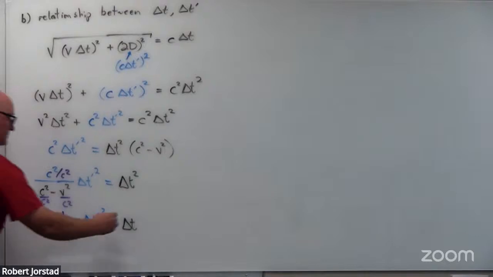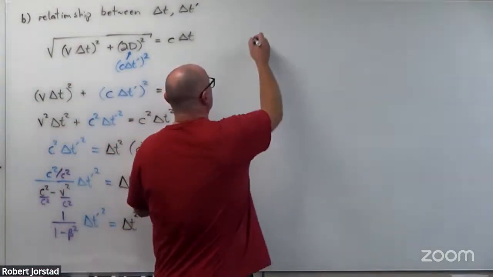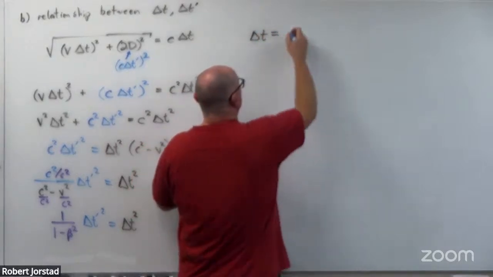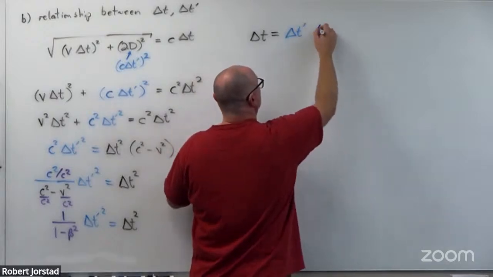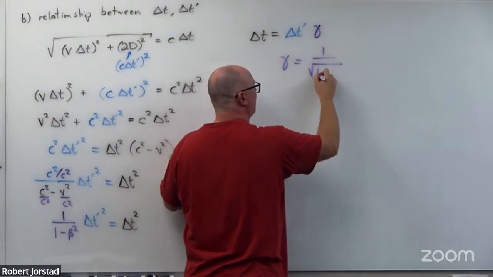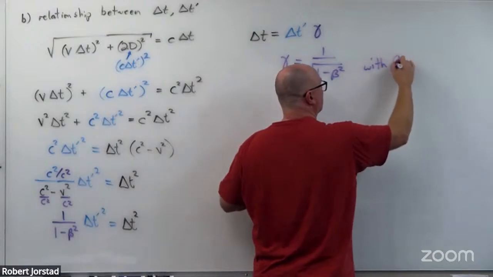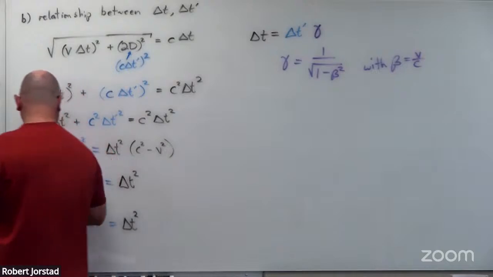Like that. Oh, squared. And lo and behold, I can see gamma popping out here. If I bring this up here, what do I get? I get delta T equals delta T prime times gamma, where gamma is 1 over the square root of 1 minus beta squared, with beta equals V over C. Take a second, make sure you actually see that.